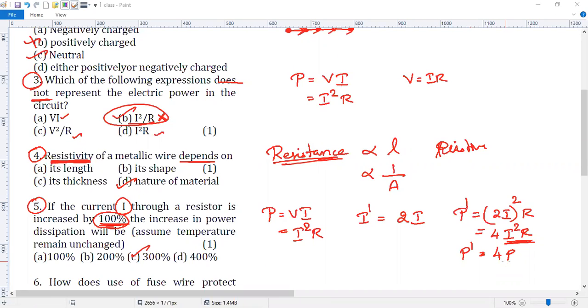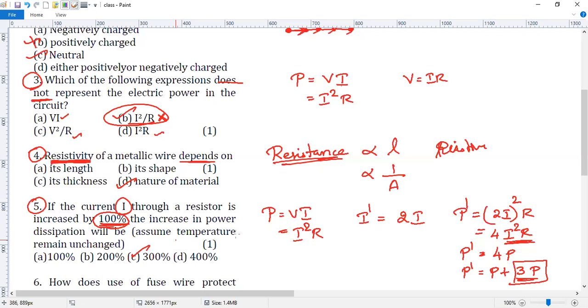Clear? So by how much has this increased? Increase in power, how much is it? It has increased 3 times, or you can say 300%. 3P by P into 100. P dash can be written as P plus 3P. So there is a 3 times increase. So increased by 100%, sorry, 300% you can say. Getting it? Okay, ma'am.